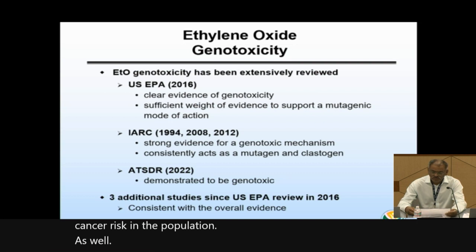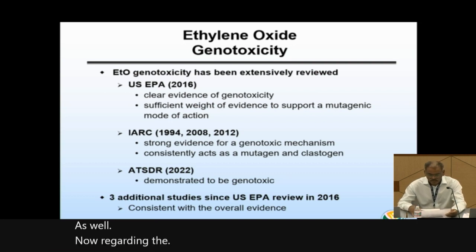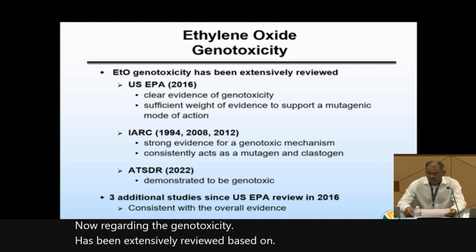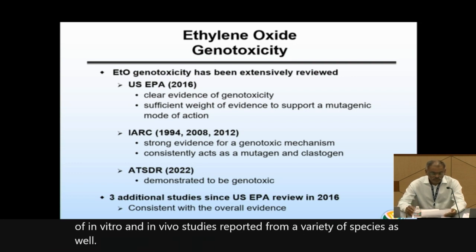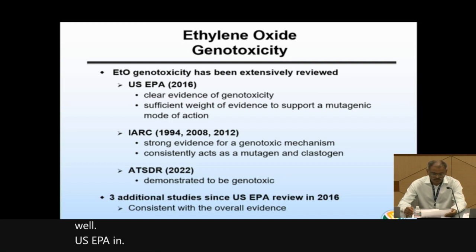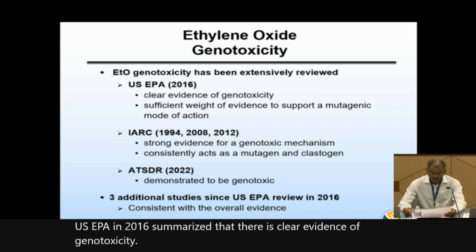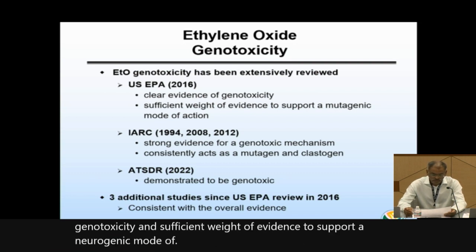Now, regarding the genotoxicity, it has been extensively reviewed based on data in a number of in vitro and in vivo studies reported from a variety of species as well. US EPA in 2016 summarized that there is clear evidence of genotoxicity and sufficient weight of evidence to support a mutagenic mode of action for ethylene oxide's carcinogenicity.